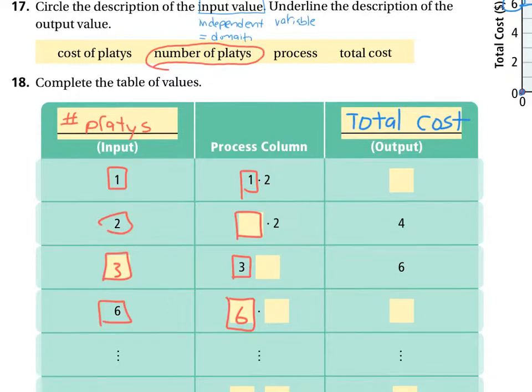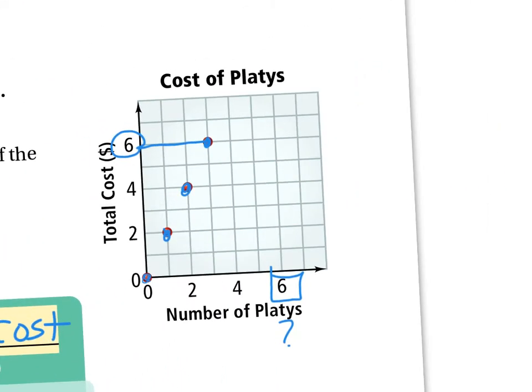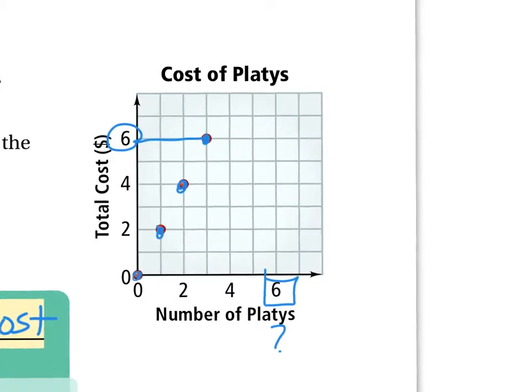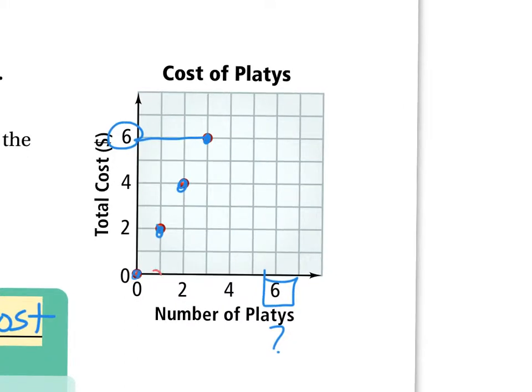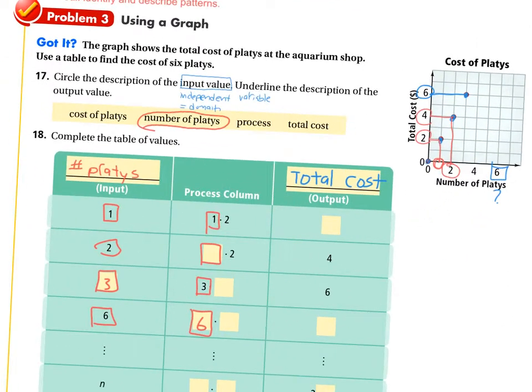But if we look at the table, we can actually fill the table in without processing anything. All we have to do is look right here. 1 gives me $2. Buying 1 platy costs me $2. Buying 2 costs me $4. So let me go ahead and write those in here. Buying 1 gives me 2. Buying 2 charges me $4.